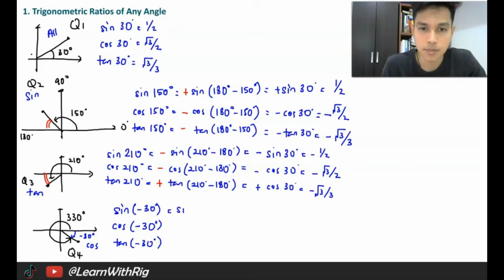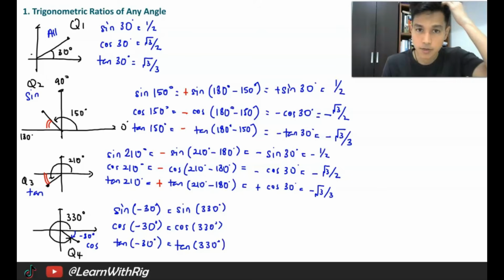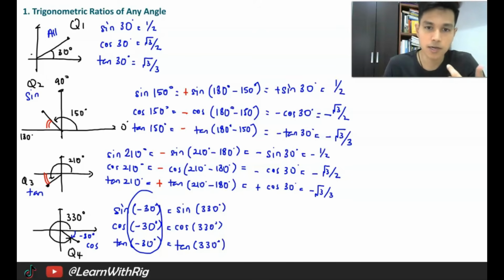So you can actually write back the same thing: sine 330, cos 330 and tangent 330. You can write this. Why? Because one is rotating clockwise, the other one is rotating anti-clockwise, but they are the same value. Okay, they are the same value. So you can actually write like this.